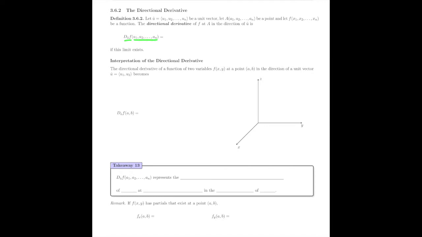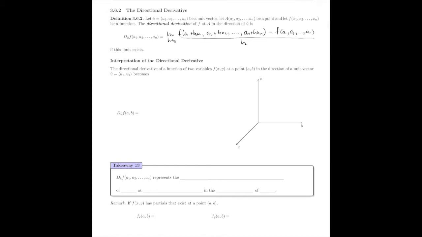f at (a1, ..., an) is the limit as h goes to 0 of f(a1 + h u1, a2 + h u2, all the way up to an + h un) minus f(a1, a2, ..., an), all divided by h, if this limit exists. So that is a familiar feeling limit. It is a derivative limit, but now we're making incremental changes in each of the variables, not just in one of them like we did for the partial derivative.